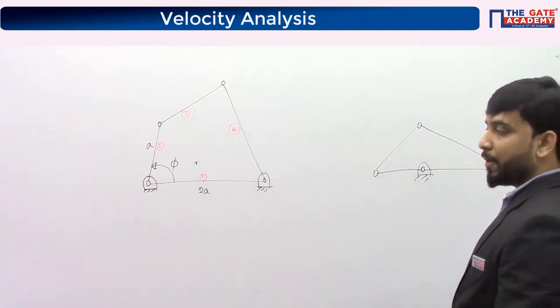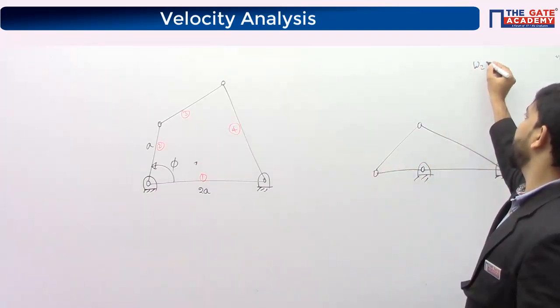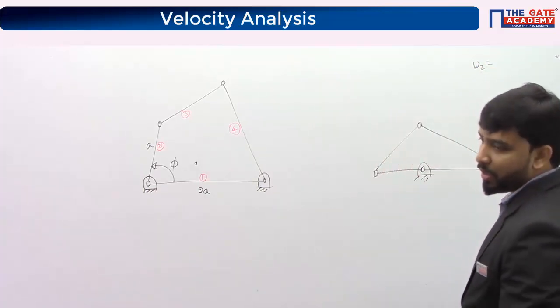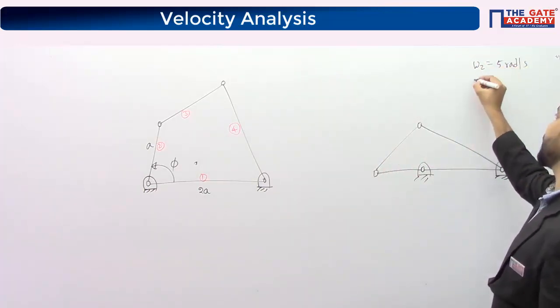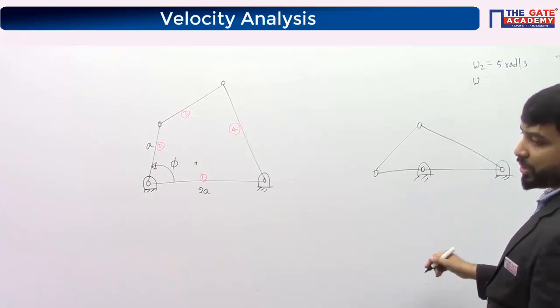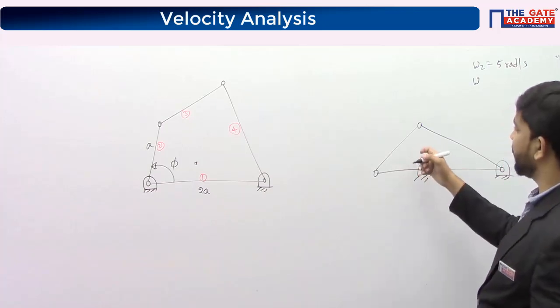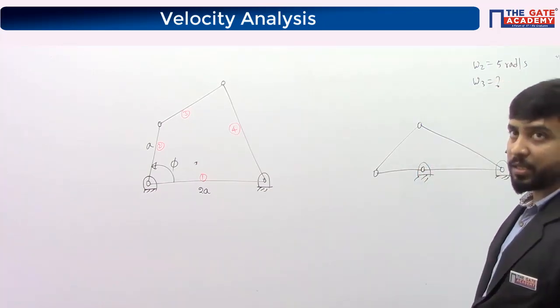Okay. So you get angular velocity of link number 2. Angular velocity of link 2 is given. Omega 2 is given in the question. Omega 2 is given as 5 radian per second. He is asking us to find out angular velocity of link 3. Omega 2 is given. Omega 3 is what we need to find out.